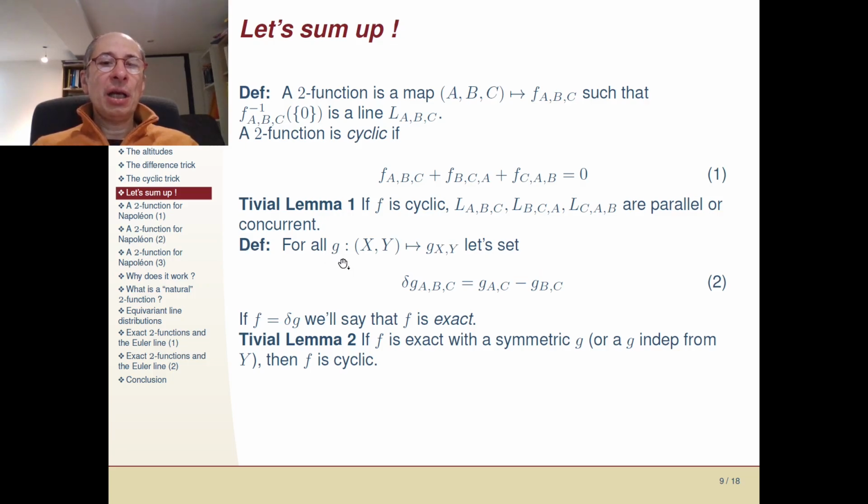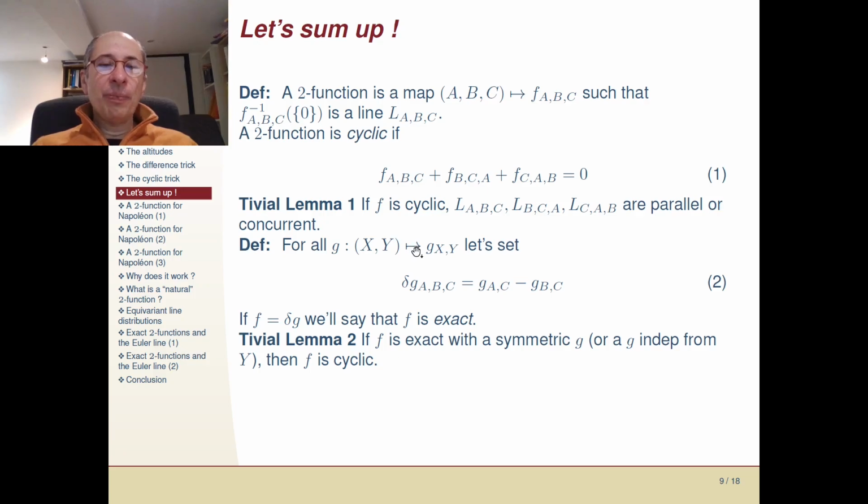So G takes a pair of points, distinct points, x, y, and G_xy is a function defined on the plane. And with such G, we define delta G, which is a two function. So delta G depends on 3 points, ABC, and delta G ABC is just G_AC minus G_BC. If f is of this form, if f is of the form delta G, we will say that f is exact.